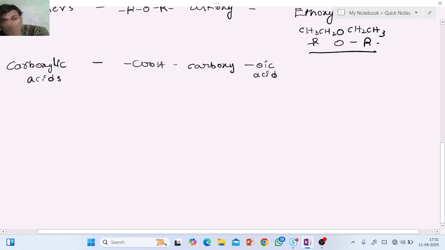And what will be the best example for this? Okay, butanoic acid can be taken as the best example. Here, butanoic acid: CH3, CH2 twice, CO2H can be taken as the best example for carboxylic acid.